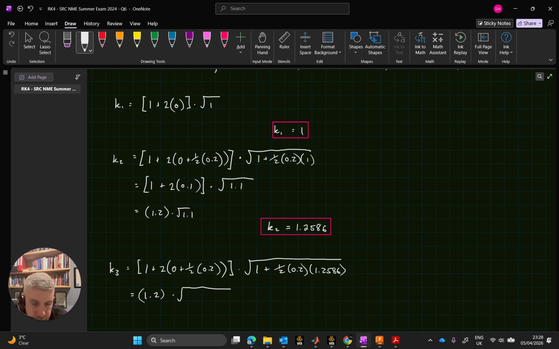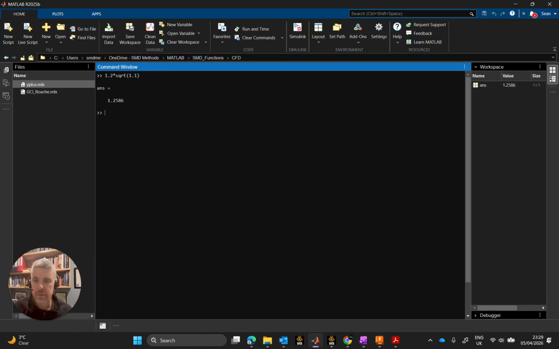Make sure we have that right. Half that's 0.1, multiplied by that is 0.125, plus 1 is 1.125. 1.12586. Therefore, K3 is equal to... 1.12586. Let's get the square root of that answer.